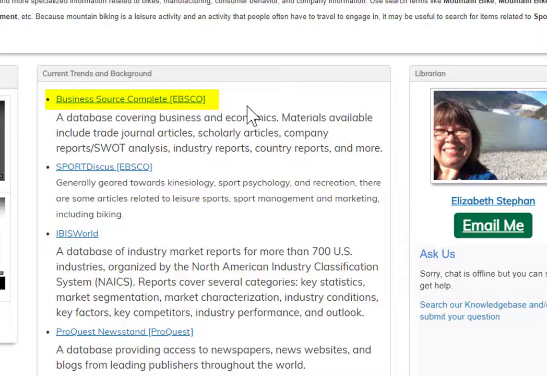Business Source Complete is a business database. It does have information related to all fields within business, but in this case it will have information related to industries like bicycling and mountain biking, but also information related to market segmentations, consumer behavior, online retailing. Sport Discus is a sports and rec database, so it will have articles related to topics like kinesiology, sports injuries, sports psychology. It does also have information about sport management and marketing and leisure sports like biking.